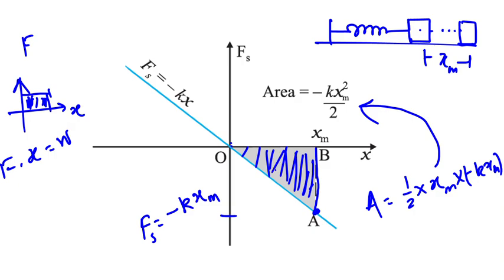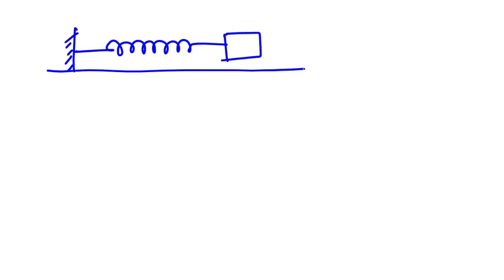So this is the work done by the spring force when the block is displaced from x equals 0 to x equals xm. You can take any general x, not the maximum one only. That was the graphical representation. Now we are going to do it analytically.